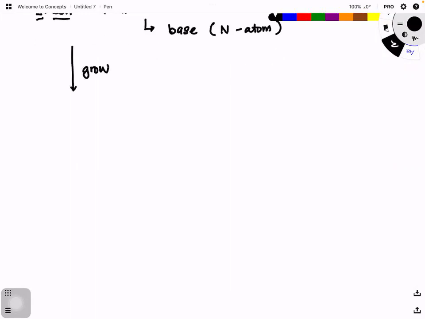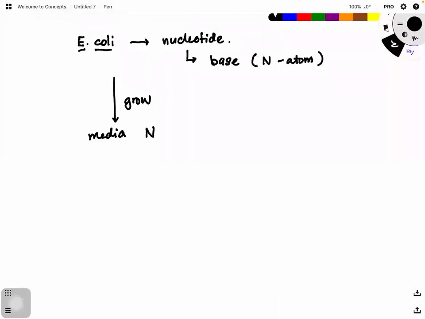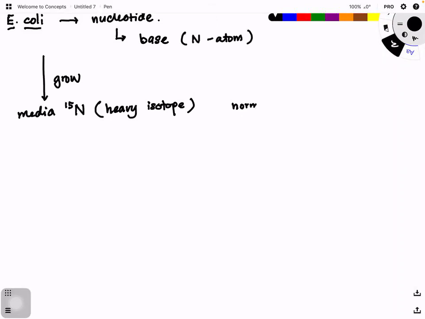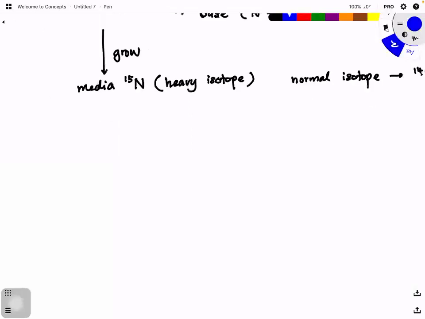in a medium that contains heavy nitrogen as an isotope. So in the media, a normal isotope of N will be 14. This is normal. I'm going to put it here. So they decided to grow it in this 15N media. So this N is called the heavy isotope. What is the normal isotope? The normal isotope is 14N. Are you clear? So in this heavy isotope media, I use a blue color.